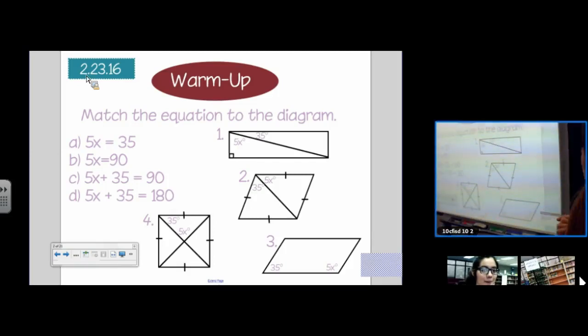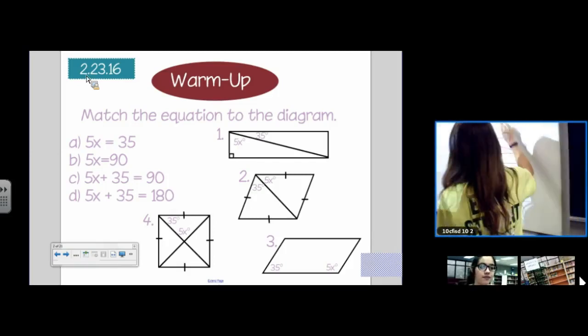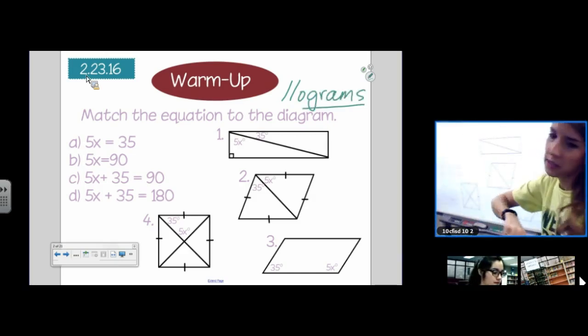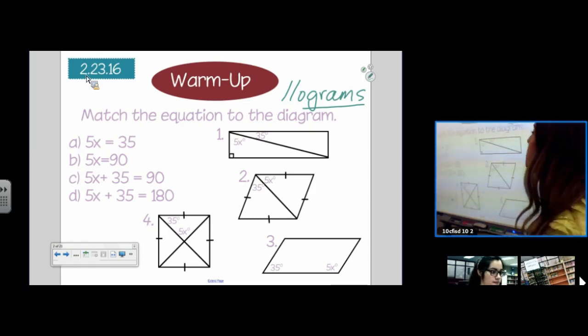Let's take a look at number 1. I will go ahead and say that these are all parallelograms. You need to know that information to be able to solve this warm-up. We would kind of have to assume it.